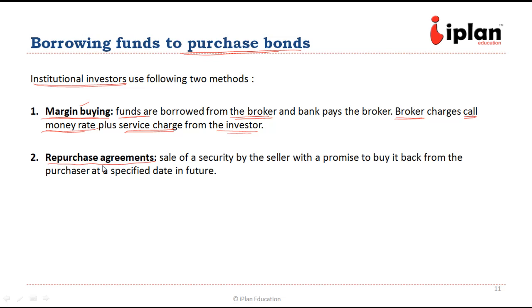There could be another way, which is a repurchase agreement. As the name itself suggests, it is an agreement between buyer and seller that after a certain period, the buyer will sell that bond back to the seller. Or in other words, the seller makes a commitment that it will buy it back from the buyer at a specific date, at a specific price in the future. That price determines the interest rate involved.